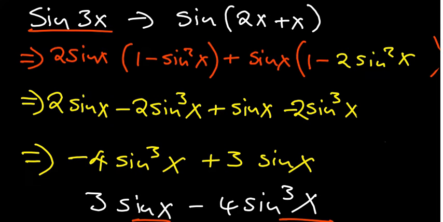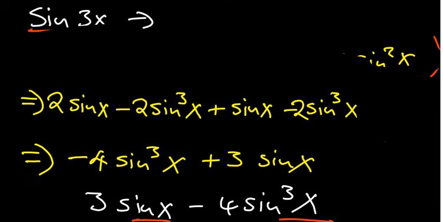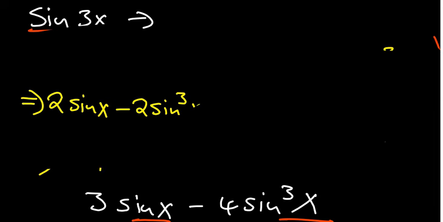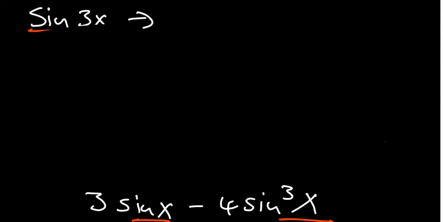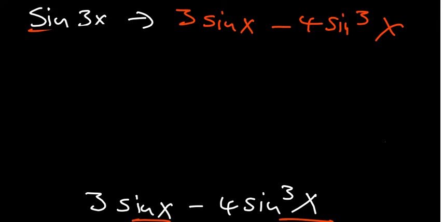So that's it for this video. I hope you now understand the importance of knowing the double angle formula. I needed to mention that what we've derived is another identity. So you can now know that sine 3x is the same as 3 sine of x minus 4 sine cubed of x. It's an identity that you can know as well.